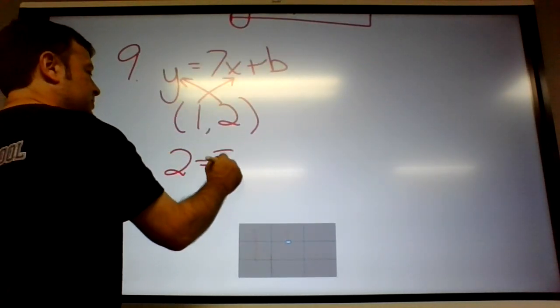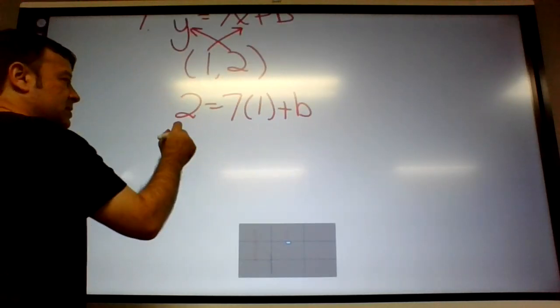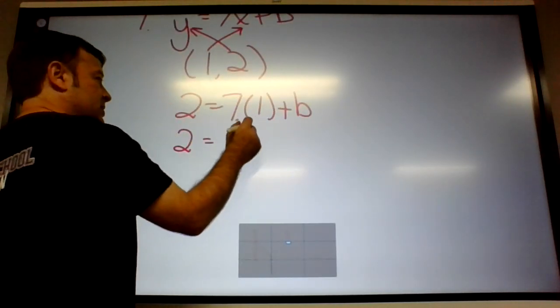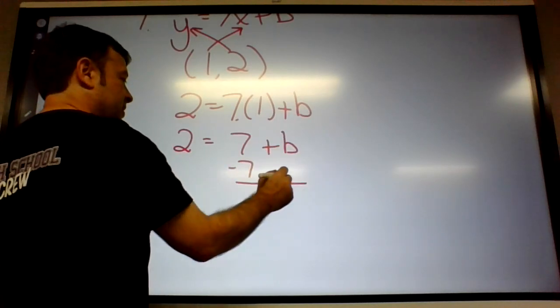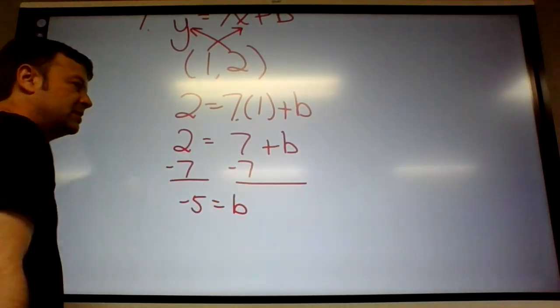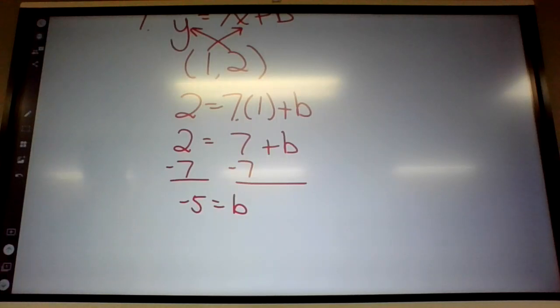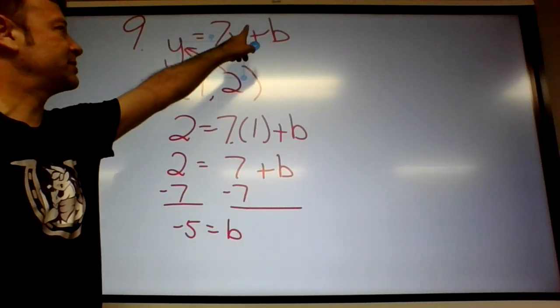So 2 equals 7 times 1 plus b. 7 times 1 is 7. You're going to subtract 7 and get -5. Is that the answer? The answer is this: y equals 7x minus 5.